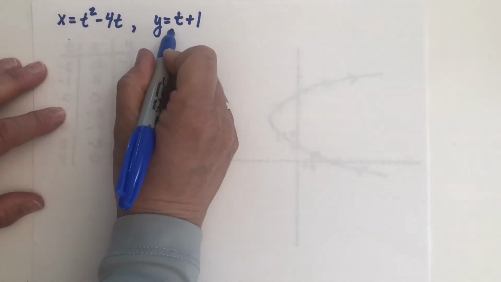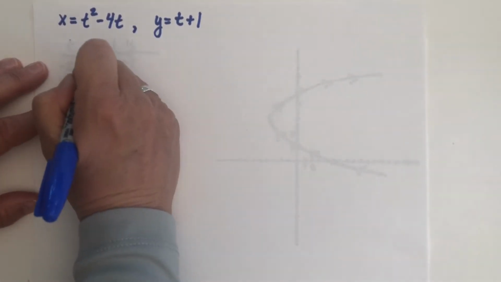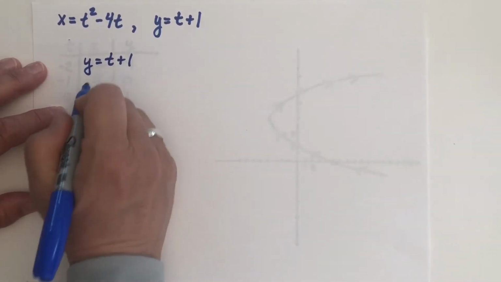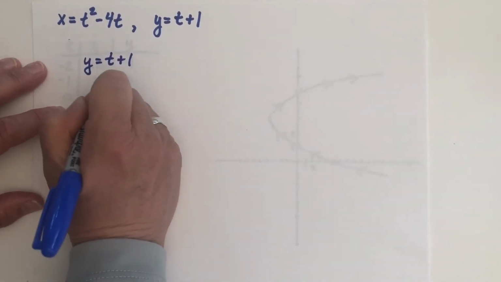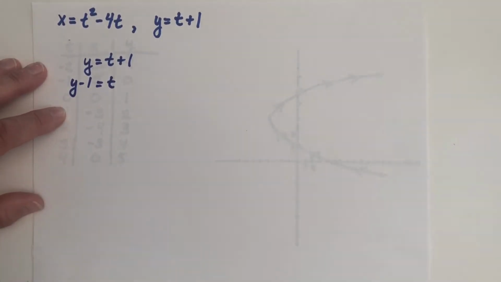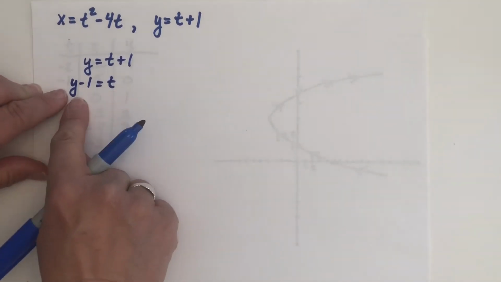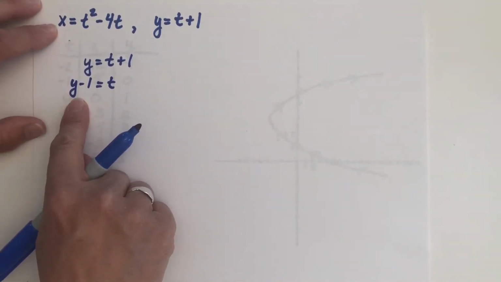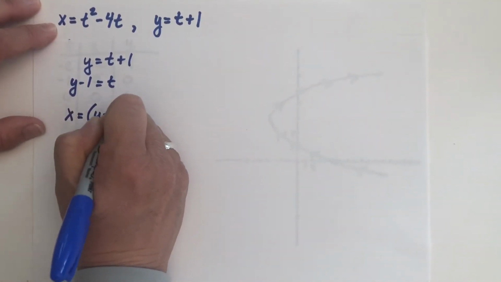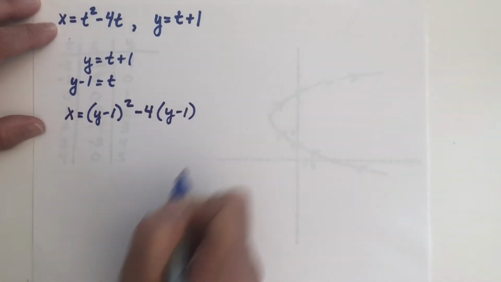We're going to solve for t here. So we have y equals t plus 1. So we solve for t. So we have t equals y minus 1. Remember, the goal is now we're eliminating the parameter. So we know t equals y minus 1. We substitute it in here. So we have x equals y minus 1 squared minus 4 times y minus 1.